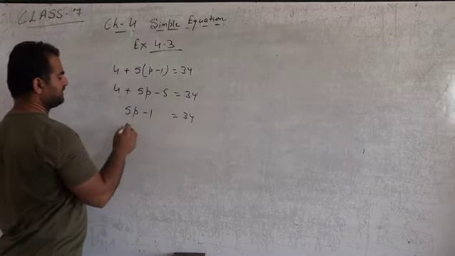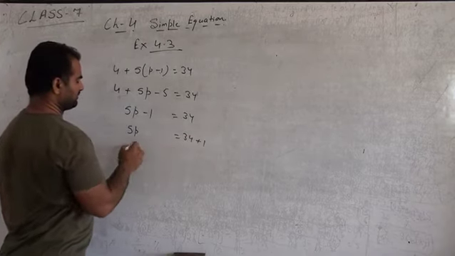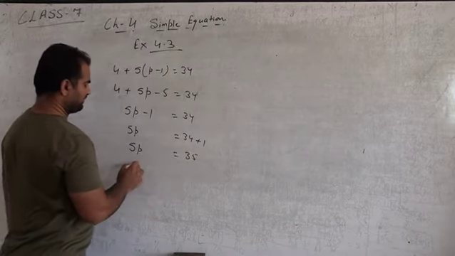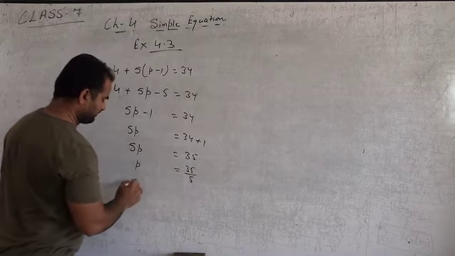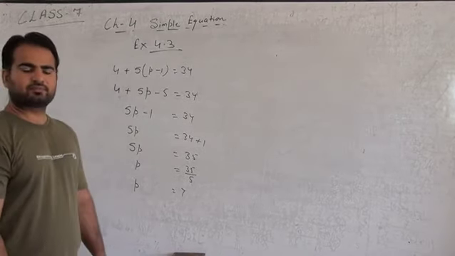Shift that 1 to that side. So 5p equals 34 plus 1. So 5p equals 35. So p will be 35 upon 5. p equals 7. Okay.